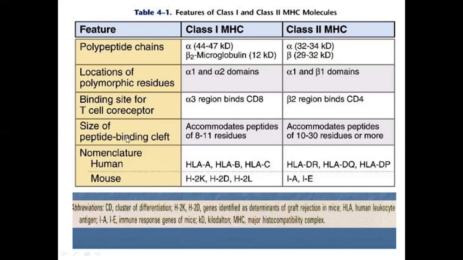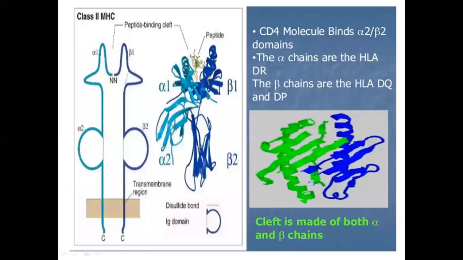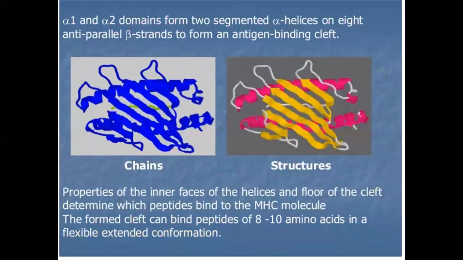Size of the peptide binding cleft: class 1 accommodates peptides of 8 to 11 residues, and in class 2 MHC, the cleft accommodates peptides of 10 to 30 residues or more. In humans, class 1 is known as HLA-A, B, and C, and class 2 is known as HLA-DR, HLA-DQ, and HLA-DP. What is summarized here is explained in this.